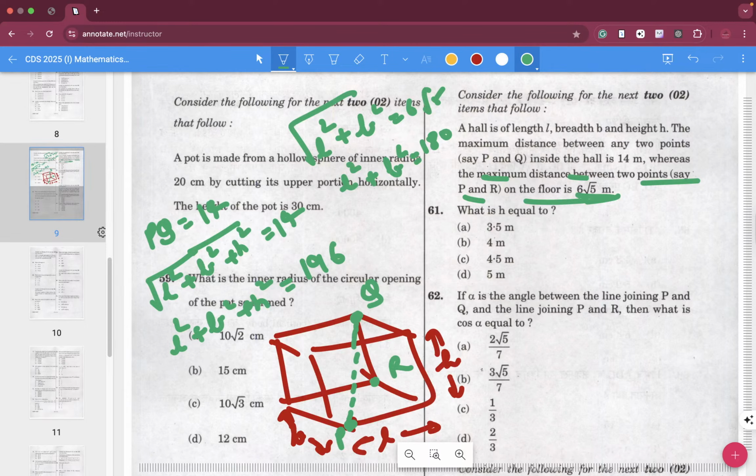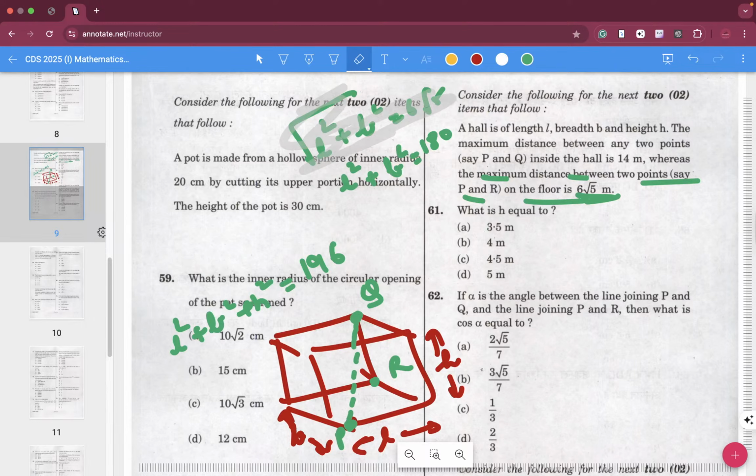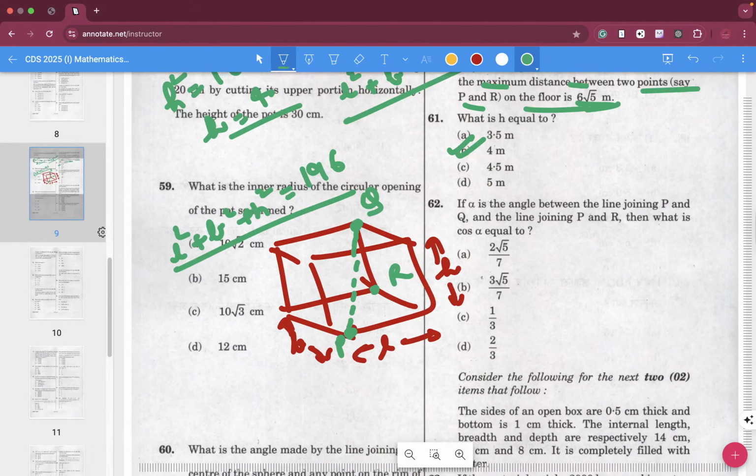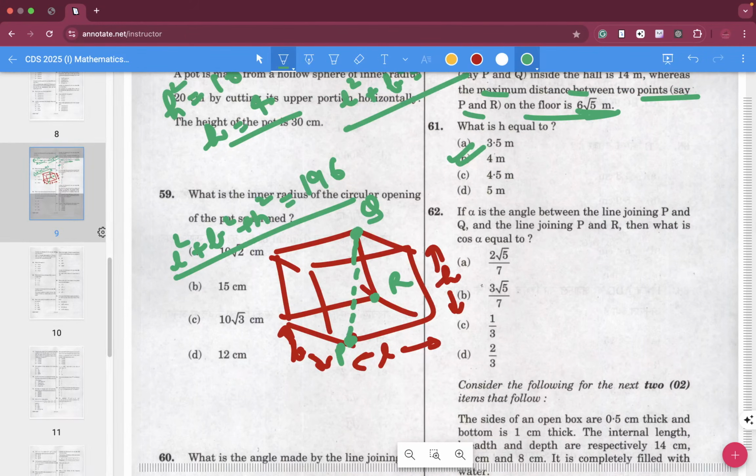Now can we compare these two equations over here? This is l square plus b square plus h square is equal to 196, and over here l square plus b square is 180. So obviously h square is equal to 16, which means h is equal to root 16, which is 4. So the answer to question number 61 will be 4 meter. Now we know the height value h is equal to 4.